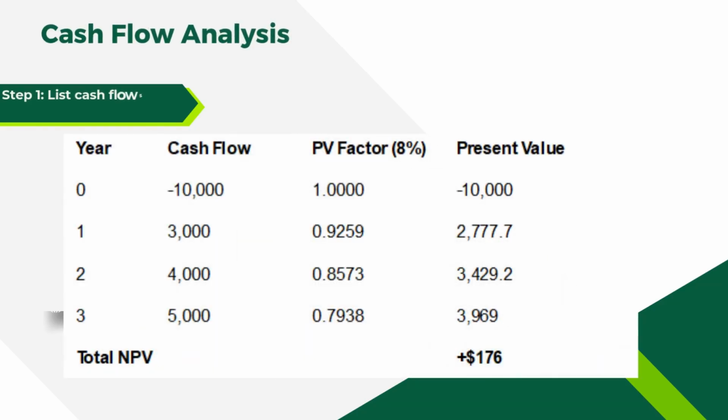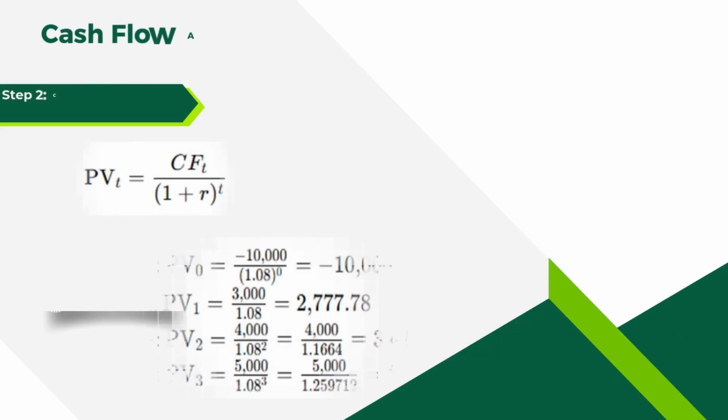Step 1. List cash flows by year as shown on the dashboard. Step 2. Calculate NPV using the formula. Step 3. Find IRR using a financial calculator or Excel. Step 4. Calculate payback.